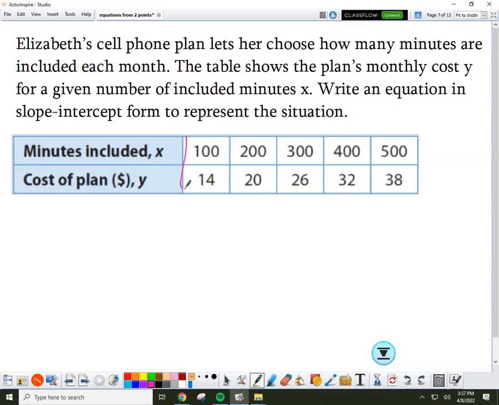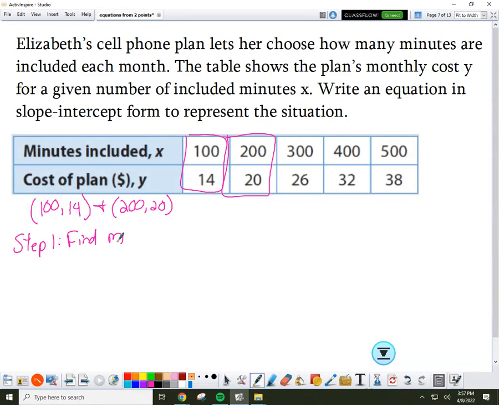I'm going to pick the first 2. Okay, so I'm going to pick 100, 14 and 200, 20. Step 1, find slope. So we're going to take these ordered pairs and we're going to plug them into our slope formula. So we'll have 20 minus 14 over 200 minus 100.